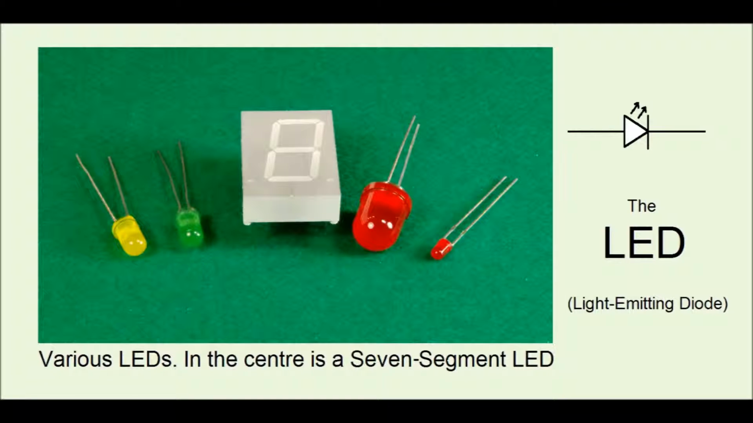The LEDs shown in this photograph are mainly used as indicator lights. The rectangular one in the center is a 7-segment LED, which can be lit to show each particular digit from 0 to 9, as well as the decimal point.